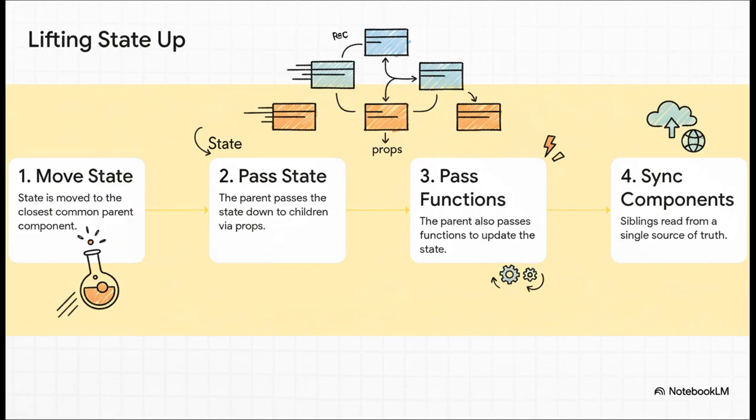And this right here is the elegant solution to that problem. It's a pattern called lifting state up. Instead of having 2 siblings, each trying to manage their own piece of the puzzle, we find their closest common parent and we lift the state up to that parent. The parent now owns the state, becoming the single source of truth. It then passes that state down to both children as props, and it also passes down functions so the children can tell the parent when something needs to change. This way, everybody stays perfectly in sync.